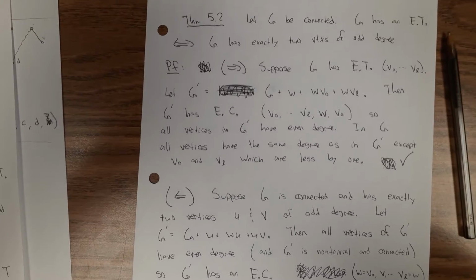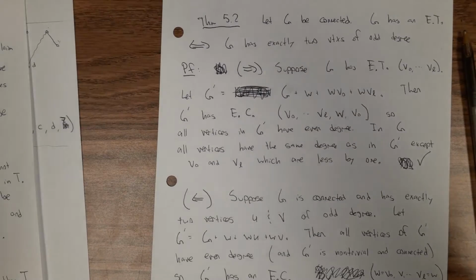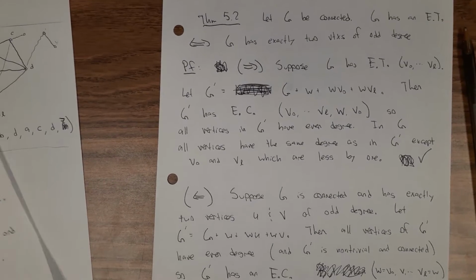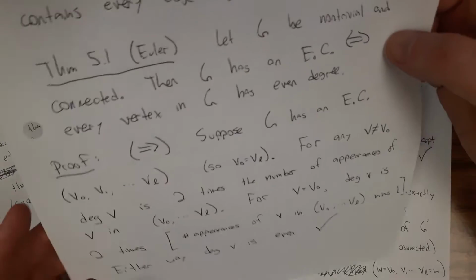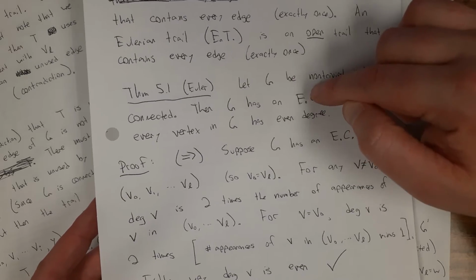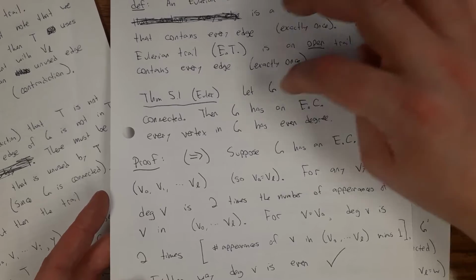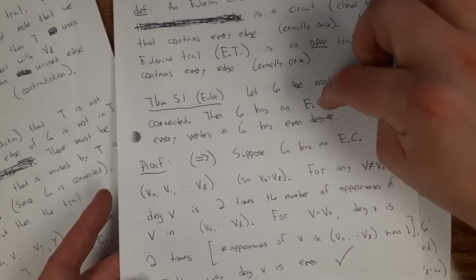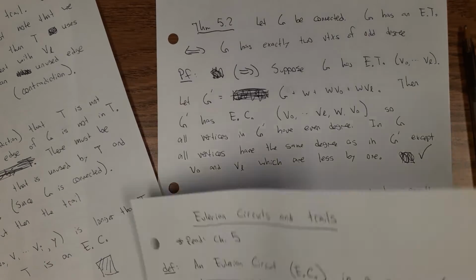Okay, so let's keep talking about Eulerian stuff. We just proved Theorem 5.1, which is about Eulerian circuits. Let me state it properly. Let G be non-trivial and connected, then G has an Eulerian circuit if and only if every vertex has even degree.